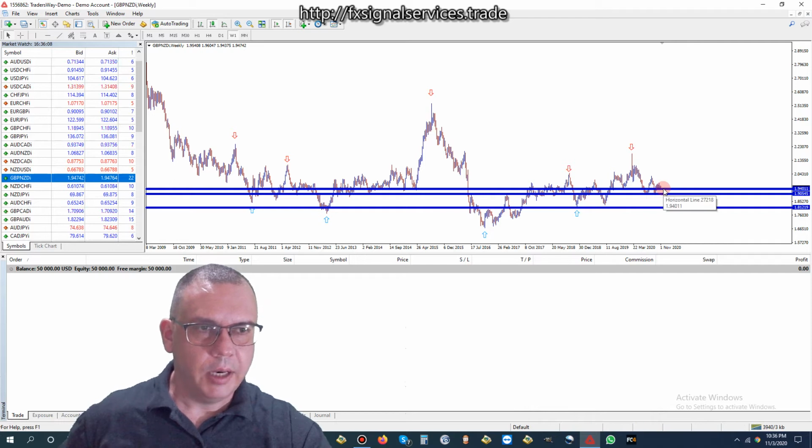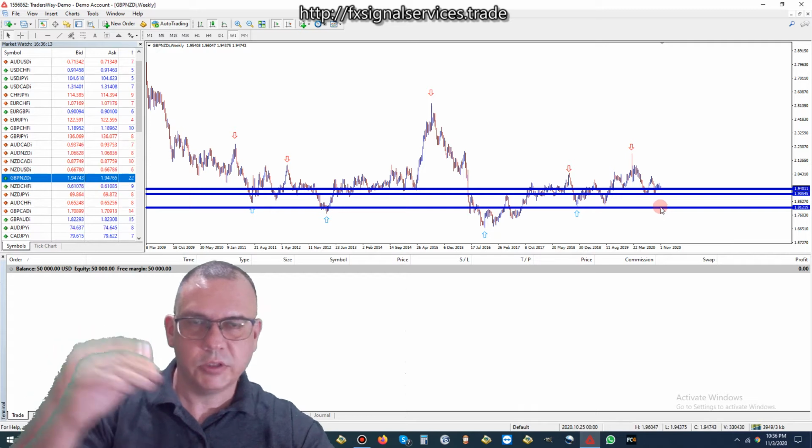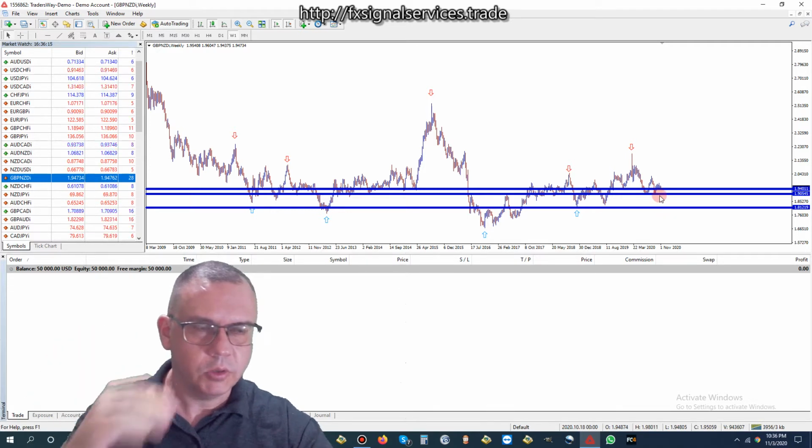So I already marked 3 different points. So this was on the 4-hour, daily, and weekly. So we have different support levels, okay? And these are all strong support levels.